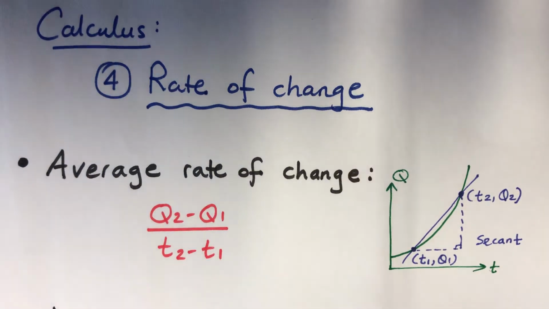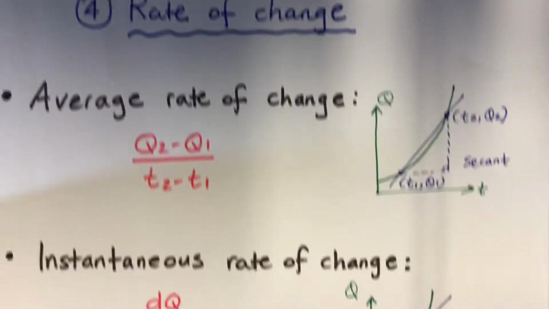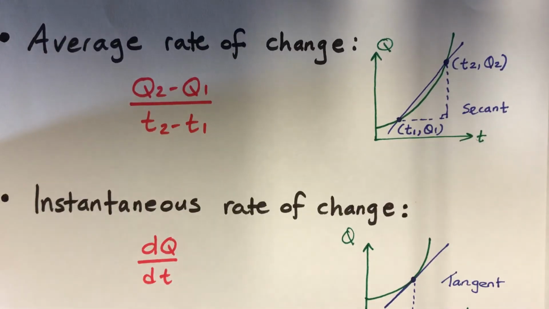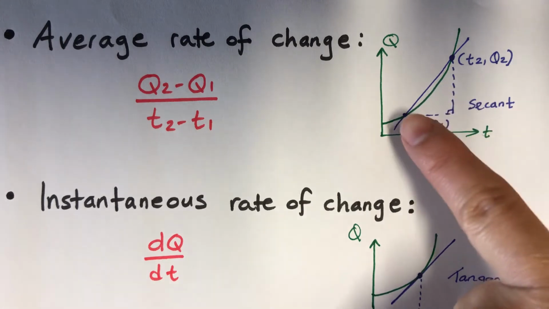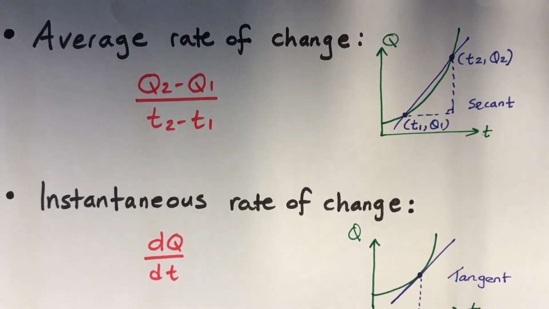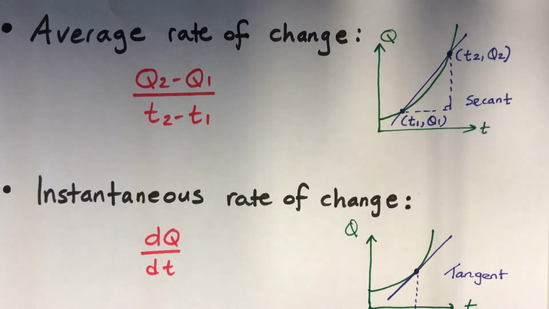Okay, so calculus, rate of change. Now there's a couple of rates of change that you need to be aware of, which are average rate of change and instantaneous rate of change. Okay, now can you spot the difference really? One has 2 points going through it and the other is just one. Yeah, that's a big difference visually.